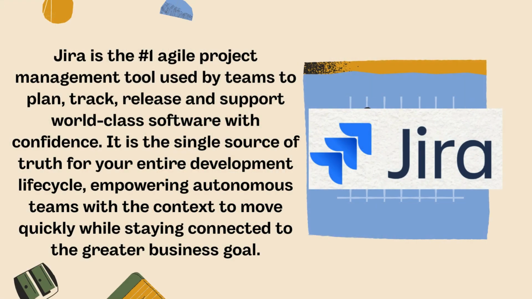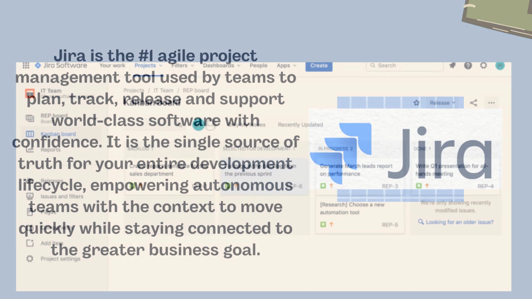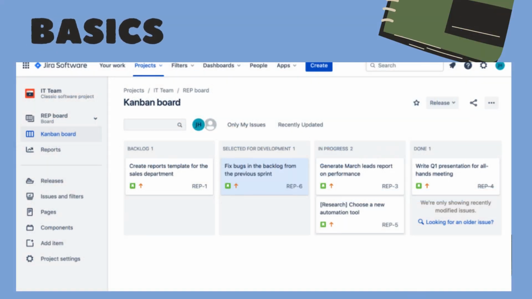Jira is the number one agile project management tool used by teams to plan, track, release, and support world class software with confidence. It is the single source of truth for your entire development lifecycle, empowering autonomous teams with the context to move quickly while staying connected to the greater business goals. The dashboard looks like this.